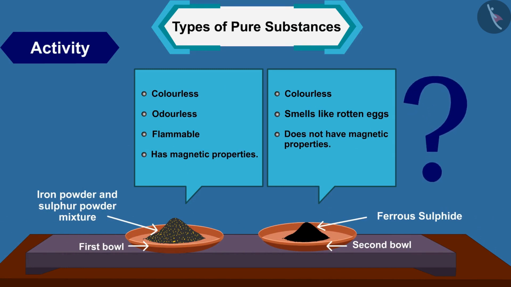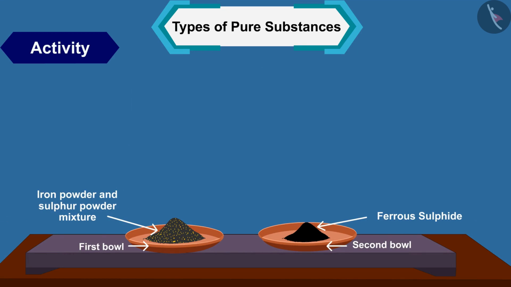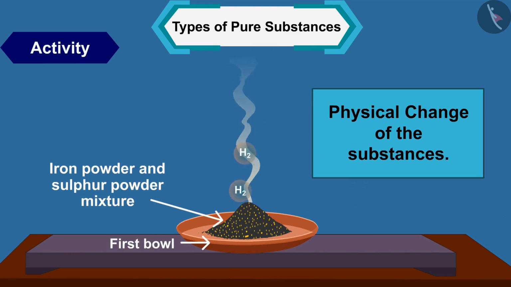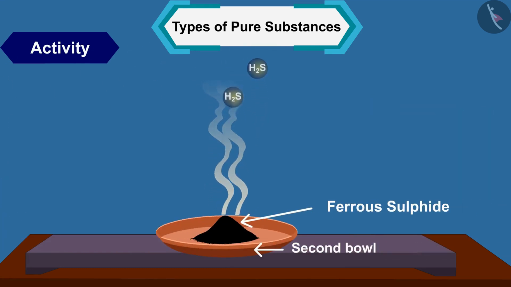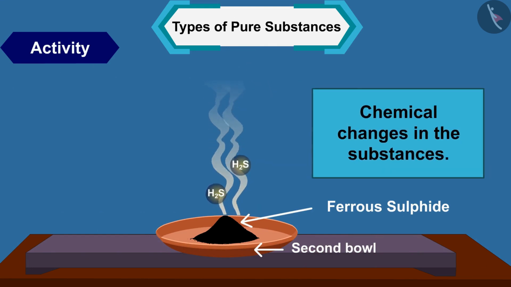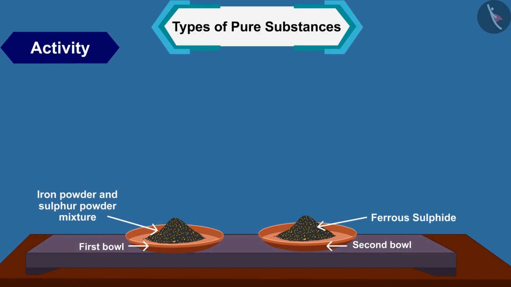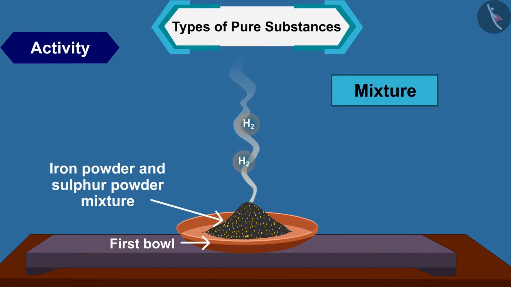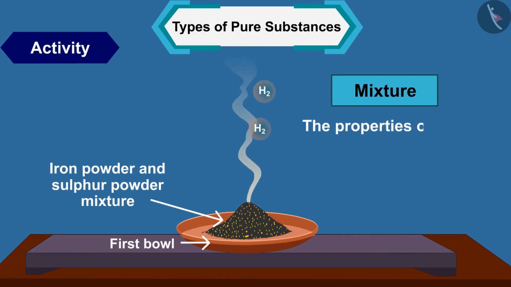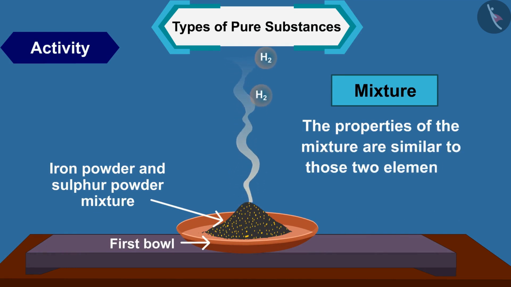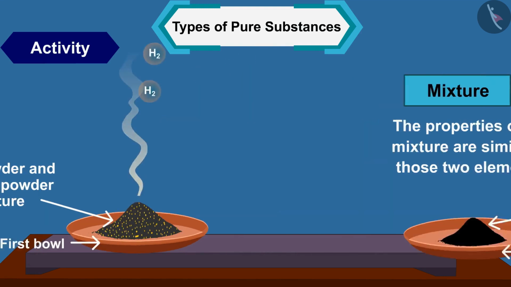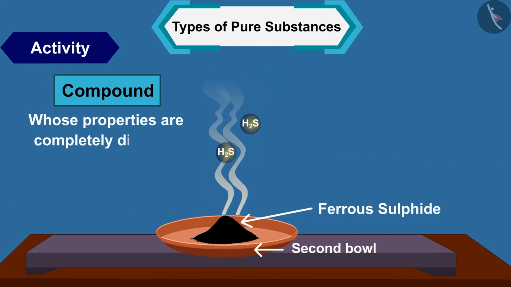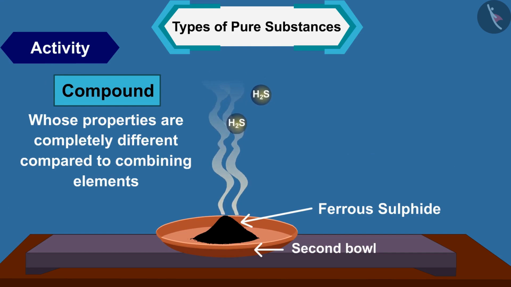Why did this happen? This happened because the action done in cup 1 resulted in the physical change of the substances, while the action in cup 2 resulted in chemical changes in the substances. The material obtained in cup 1 is a mixture of two substances, iron and sulfur. The properties of the mixture are similar to those two elements. The material obtained in cup 2 is a compound, whose properties are completely different compared to the combining elements.